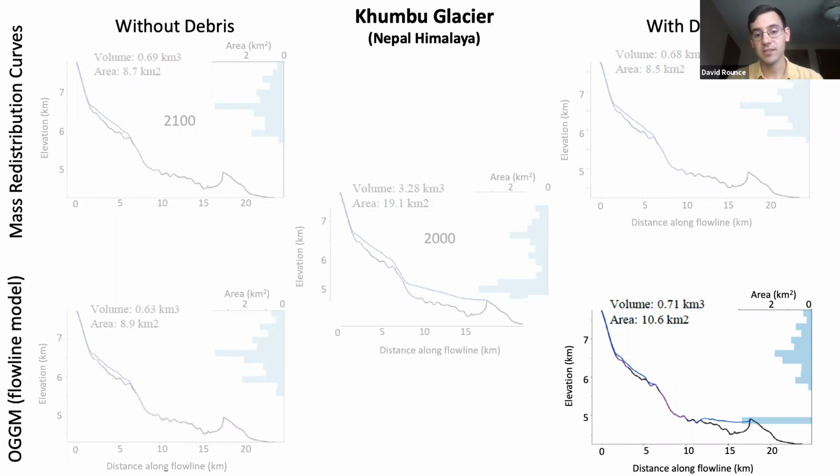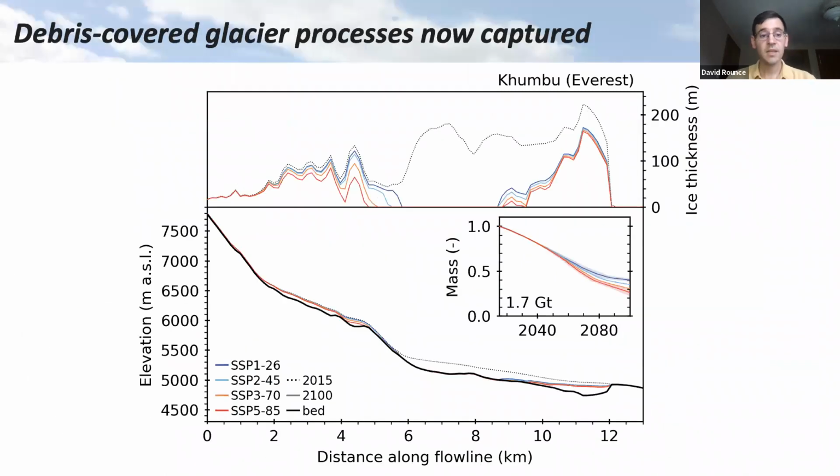Part of this is because that terminus has very, very thick debris. It can exceed 1 meter in thickness. So this simply becomes dead ice. It could potentially form a glacial lake within this overdeepening, although we don't account for those processes yet in our model. So now we can see that we can capture the anticipated feedbacks that we would expect associated with debris-covered glaciers.